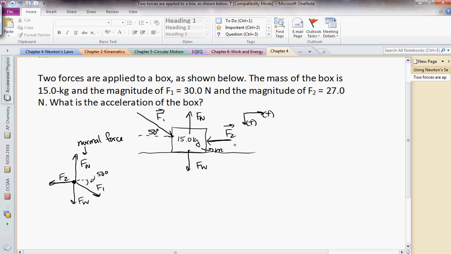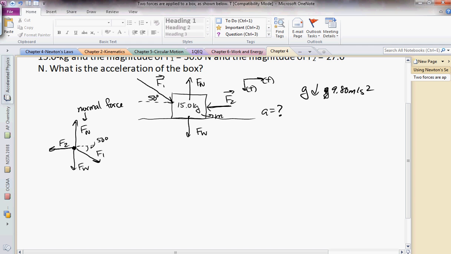That's my mass. Okay, so I know my mass. I'm asked to find, once again, what the acceleration of that box is going to be. And I know that my g is pointing down at 9.80 meters per second squared. I think that's about all that I know for this.